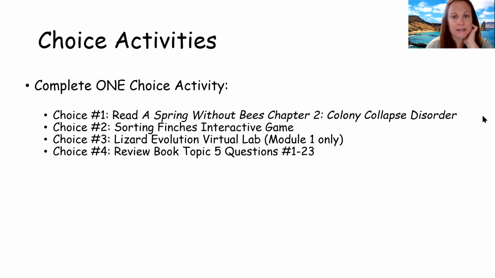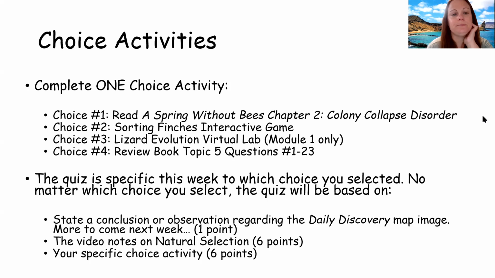Choice 2 is an interactive game, which I'm going to show you briefly. Choice 3 is a virtual lab on lizard evolution. And choice 4 is to simply complete review book questions from topic 5 in the green review book. Again, you only need to do 1 of these options.